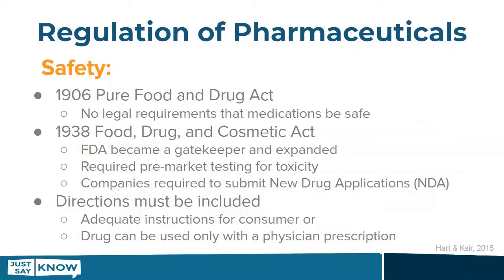And then the next piece of that was the issue of safety. So again, the 1906 Pure Food and Drug Act, there wasn't really any legal requirement that the medications be safe. So for example, in the 1930s, we had these sulfa drugs that were used as antibiotics. And it seems like a good thing.